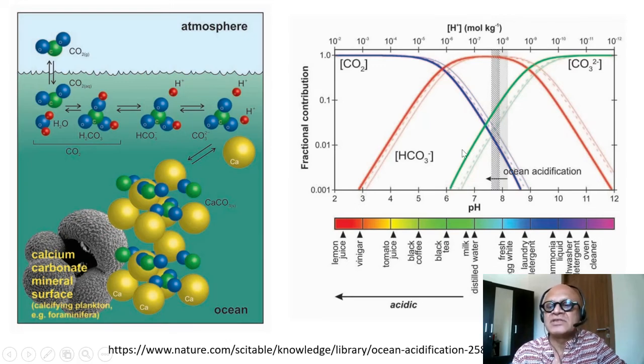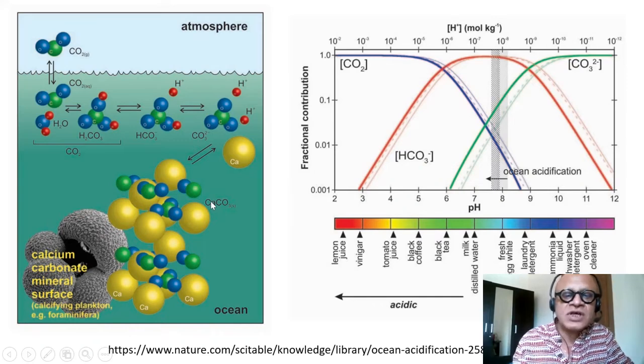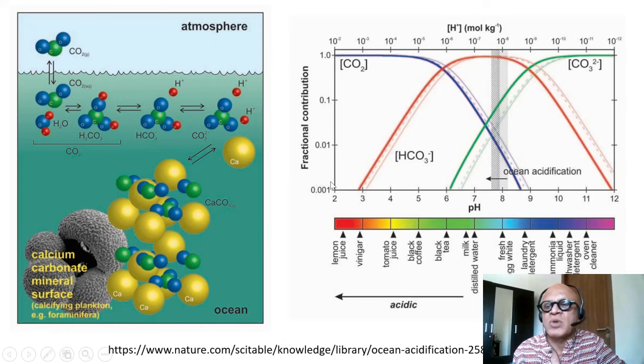Okay, and this is the pH scale we saw before. 7 is of course distilled water, which is pure. Then you have acidic things that are less than 7, like milk, black tea, black coffee, tomato juice, lemon juice, and so on. And you have basic, alkaline things on this side: fresh egg white, laundry detergent, liquid ammonia, and so on. So you can think of calcium carbonate here as Pepto-Bismol, right, which is neutralizing acid, but as you keep increasing CO2, that's going to be a problem.